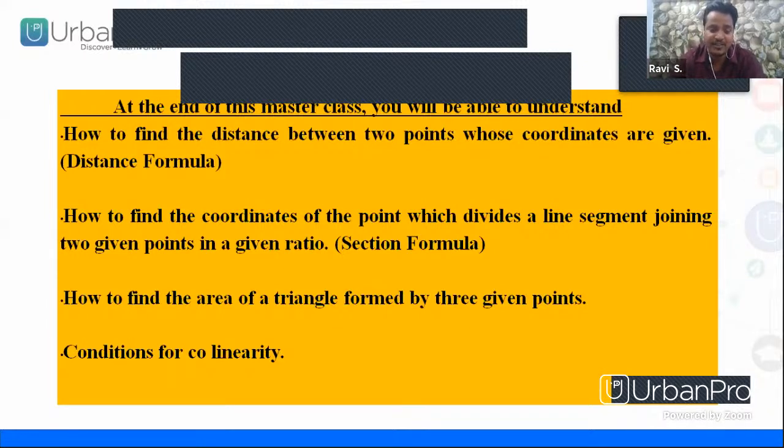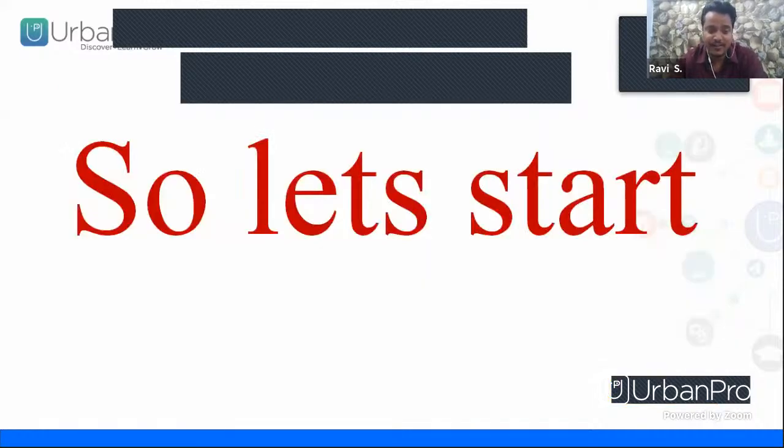And lastly, we will learn about the conditions for collinearity. Before the end, I will tell you one more very important thing, so be there and listen. Okay, so let's start. Guys, am I audible to you? Just give me a type one for it.